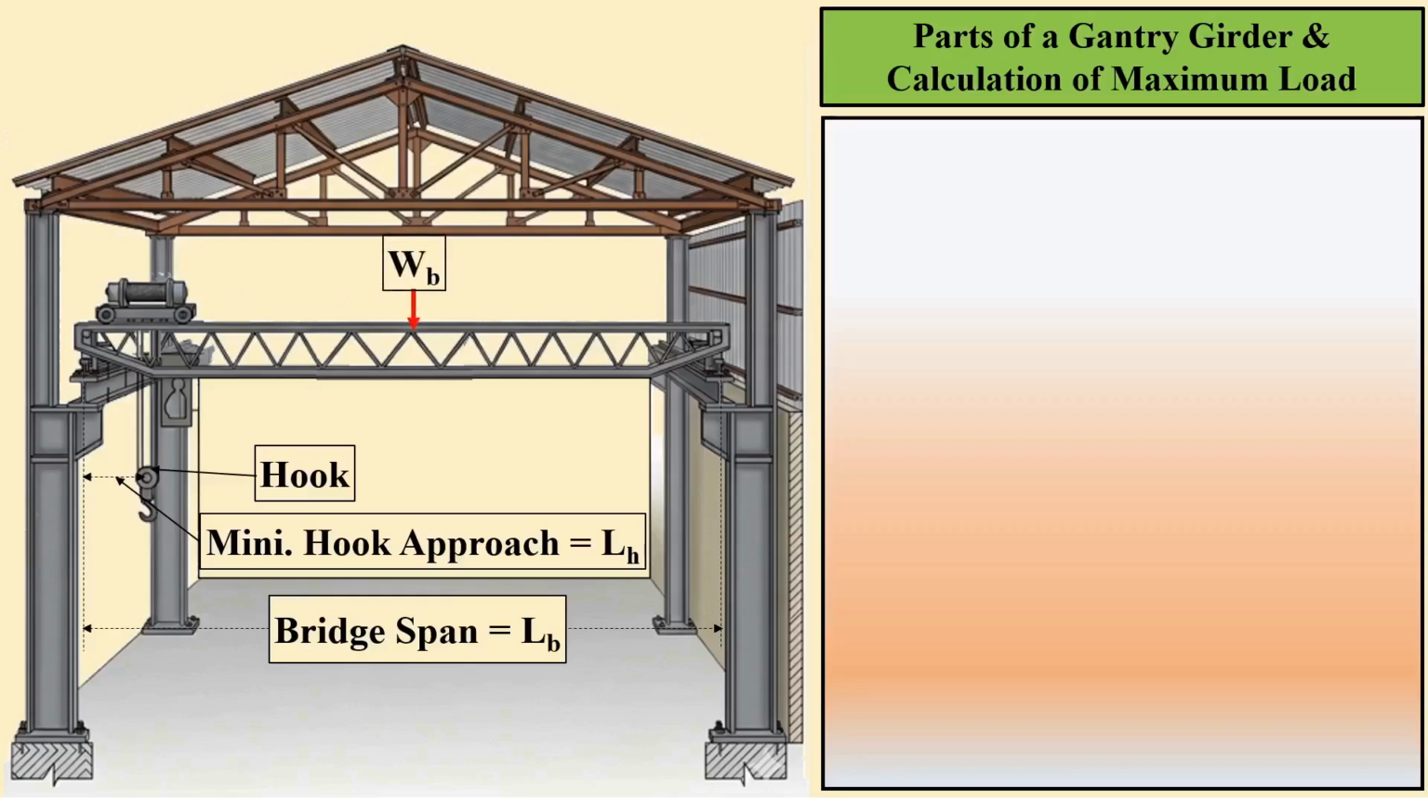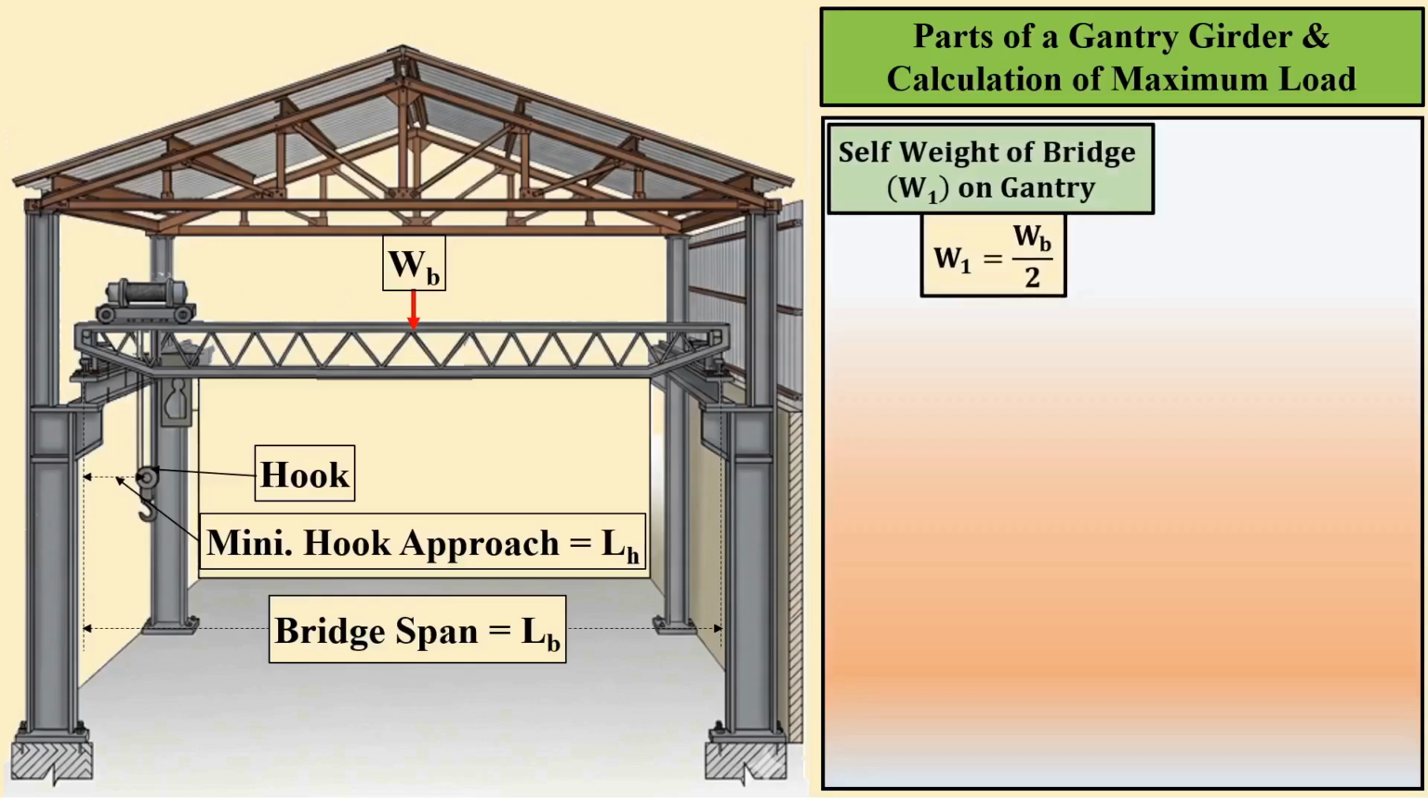Let WB be the self-weight of the bridge. For our calculations, we assume this load acts at the midpoint of the bridge. On the right-hand side of the slide, we see the load on each set of wheels. If we call this W1, then W1 equals WB divided by 2.